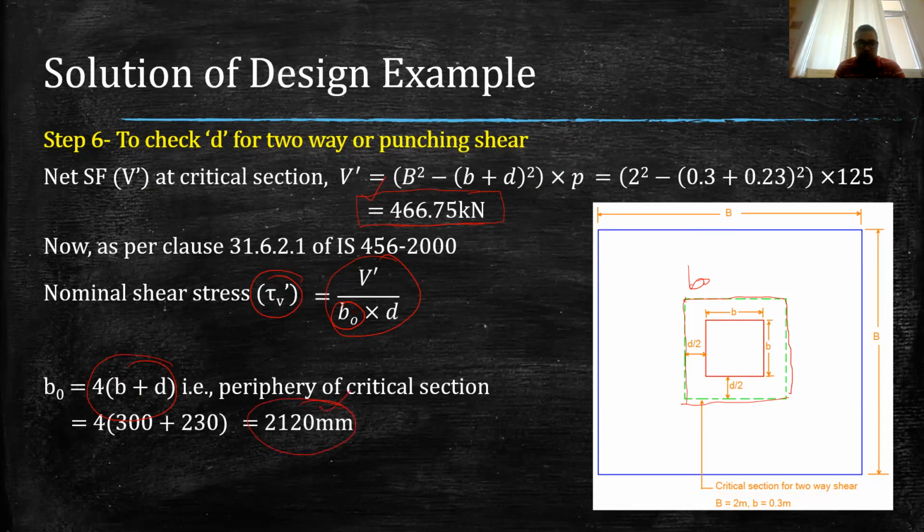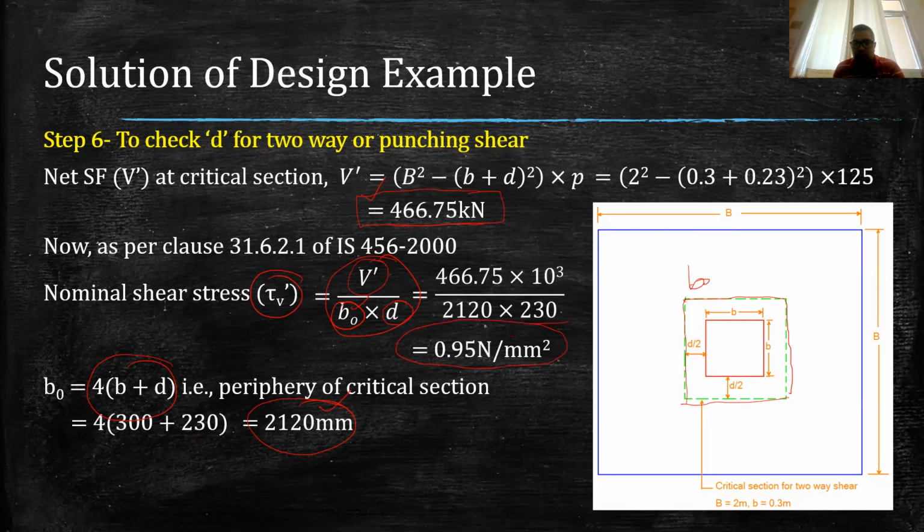So this value we can put in here. We already know the value of D, and we have just calculated the value of V dash also. So converting all the values into Newton and mm, we get the tau v value as 0.95 Newton per mm square. So you see tau v in case of one-way shear was 0.33, but here it is 0.95, almost 3 times higher than that.